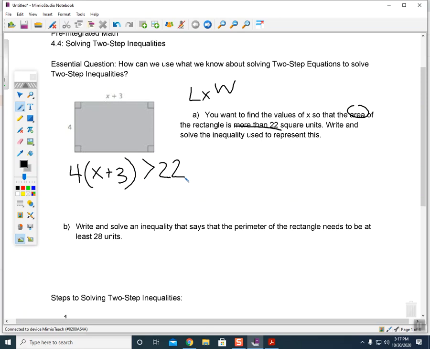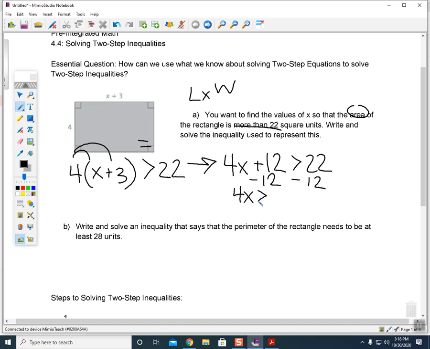Now, we know how to solve if this was an equal sign, right? We would know how to do that. We're going to distribute first, so we're going to do the same thing here. So now I've got 4x plus 12 needs to be greater than 22. I'll subtract 12 from both sides, and I've got 4x is greater than 10. I'll divide both sides by 4. I get that x is greater than 5 halves.